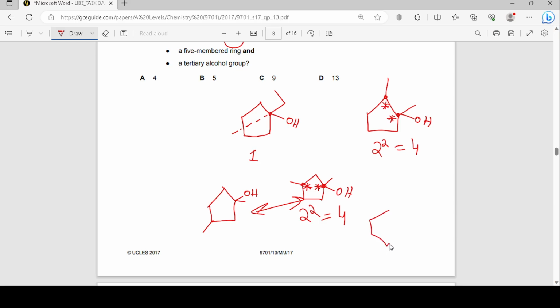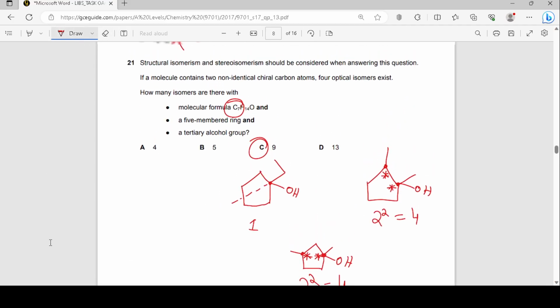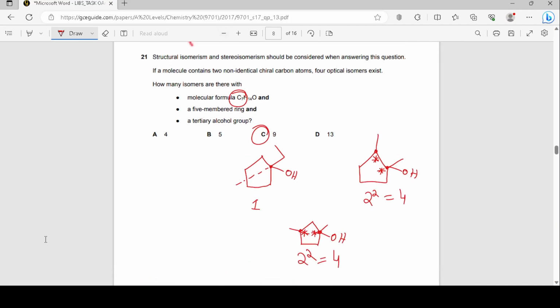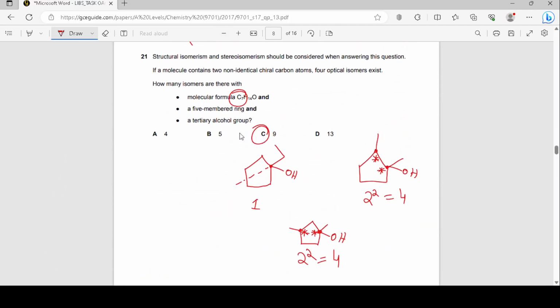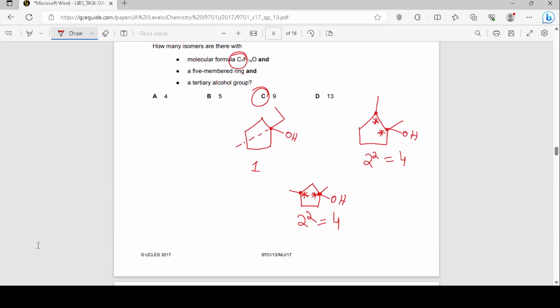And if I had the methyl group over here, that would be the same thing as this one, because 1, 2, then it's the same thing. So yeah, I can only think of 4 plus 4 plus 1, which is 9 possible isomers. Maybe we can find more, but I can think of 9, so I will say that C is the answer.